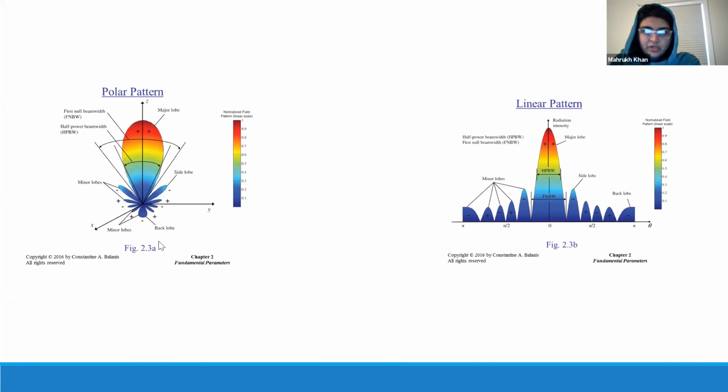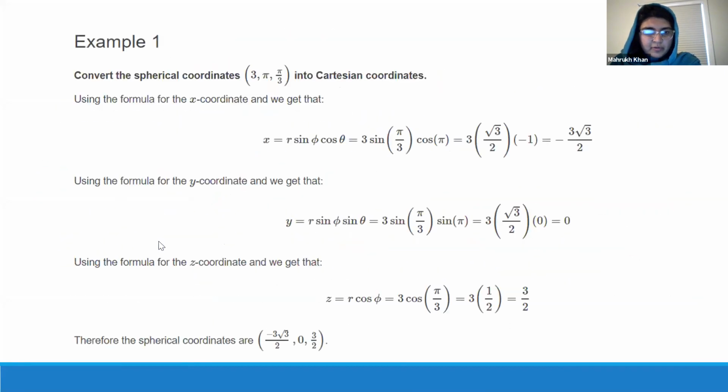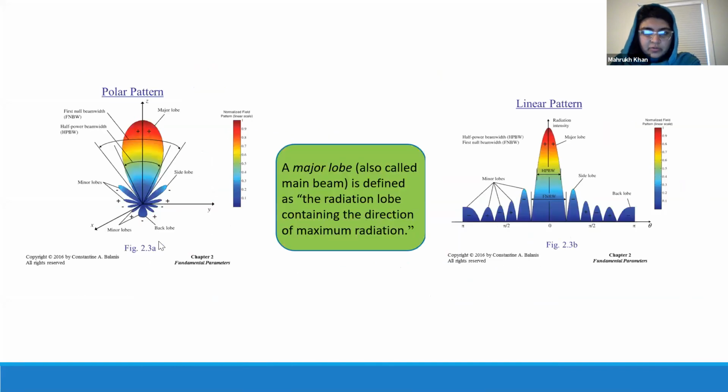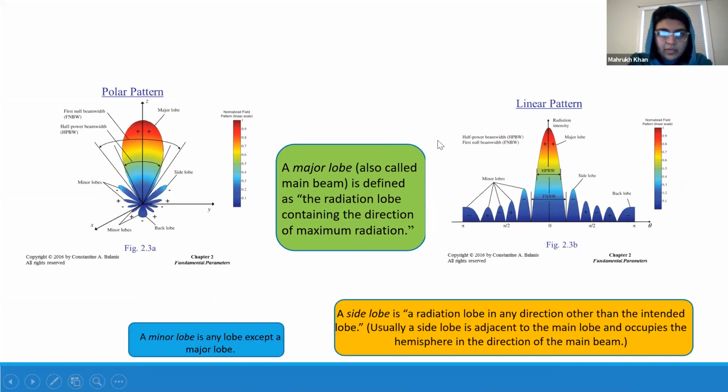Okay, so there was some confusion about what we were talking about here, and a confusion about first null beam width too. When I was talking about lobes, I was saying that there are two types of beam widths: one is first null beam width and the other is half power beam width.